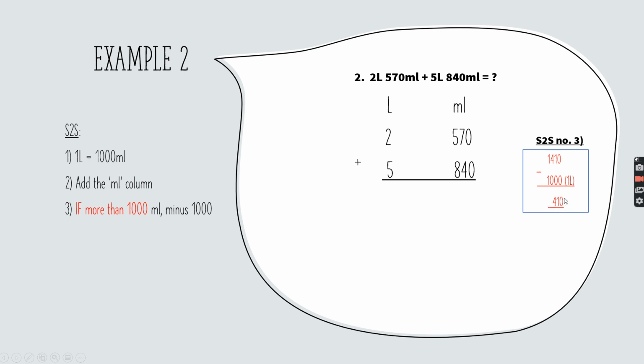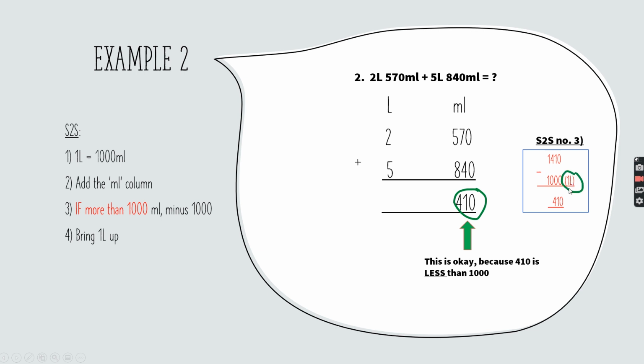So this gives us 410. So this 410, what do you think? Is it less or more than 1000? Of course, it is less, so this is okay. It's fine. So we can keep this right here. Next, in step 4, it says bring 1 liter up. So where do we get this 1 liter? We got this 1 liter from right here, our side working over here. There we go. So 1 liter, we're going to add it on the L column, the liter column over here.